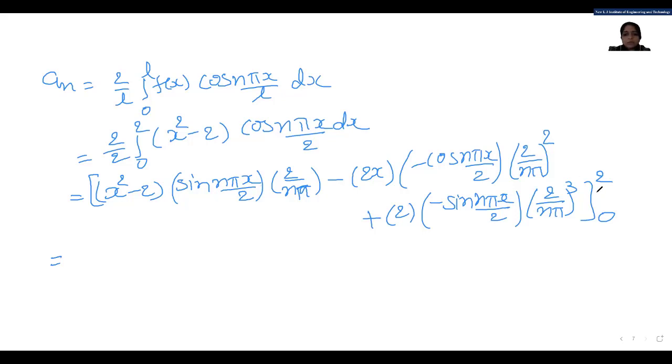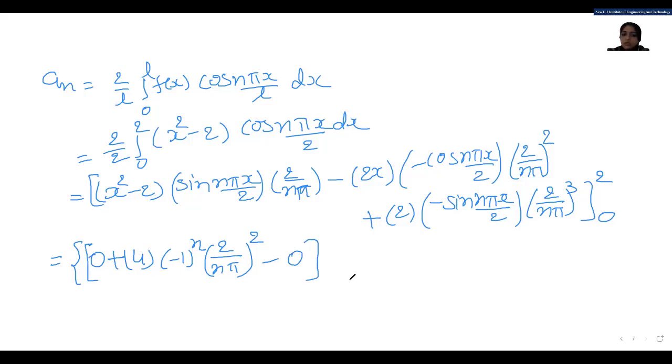Now for the upper limit, if I substitute 2 here, so both 2 will be cancelled, right? Sin n pi, and sin n pi is 0. Minus minus plus. If I substitute 2 here, then 2 2s are 4. Both 2 will be cancelled. Cos n pi is minus 1 raised to n. This is 2 upon n pi whole square. And in the last step, again 2 cancel and sin n pi will give answer 0.